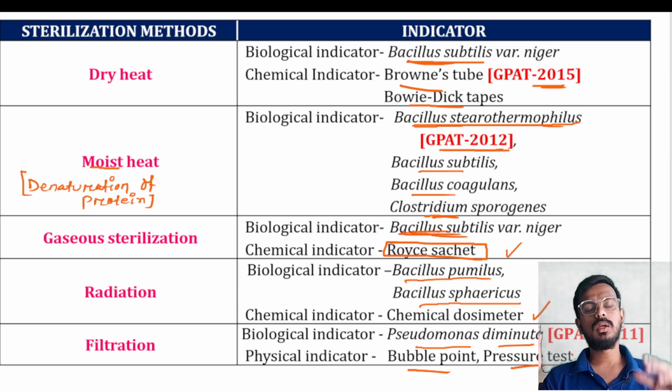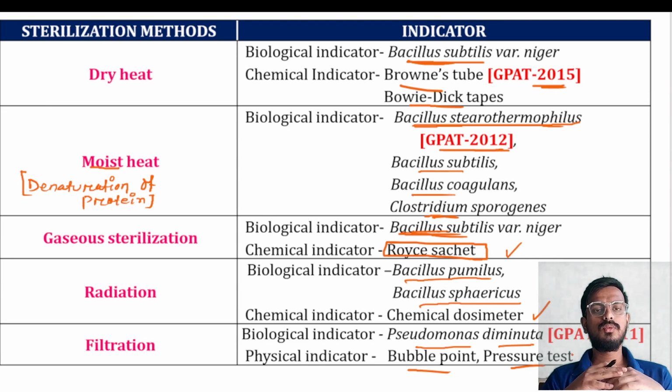These are the typical biological, chemical, and physical indicators used for the different types of sterilization methods. That means a particular bacterial species is used for the indication of the dry heat sterilization or moist heat sterilization process.